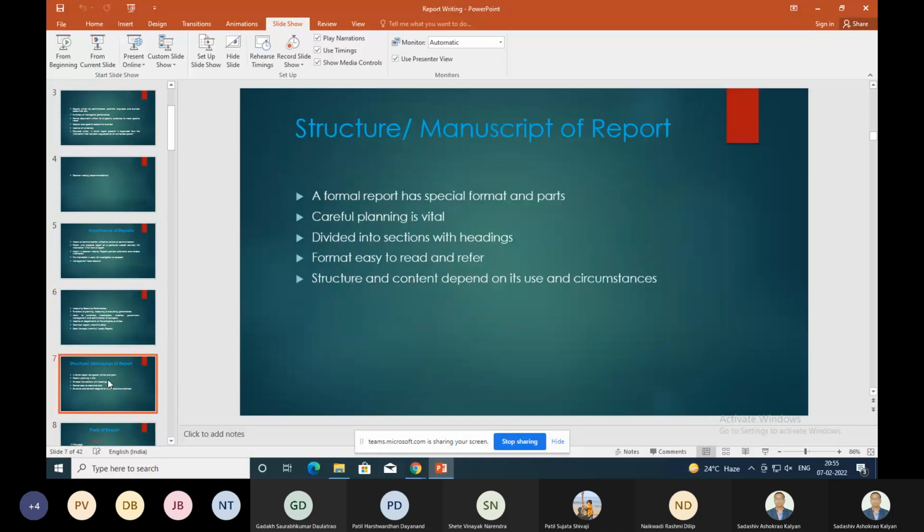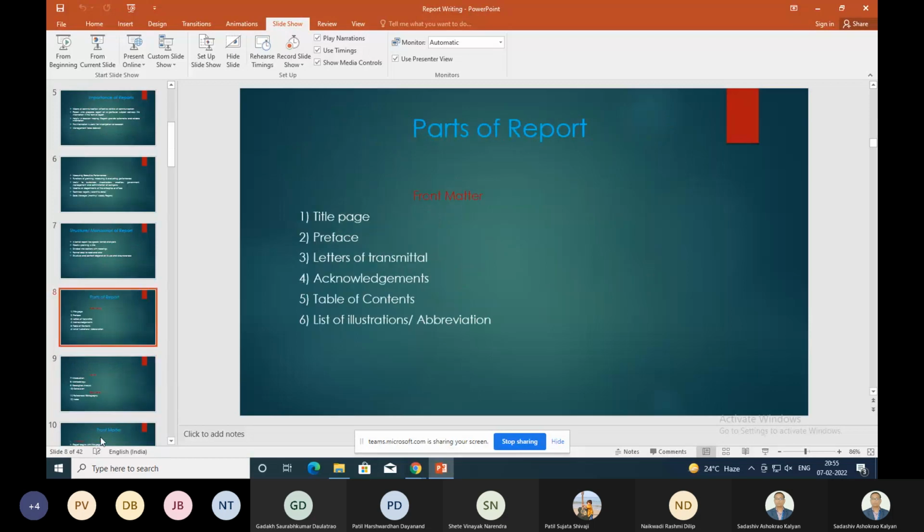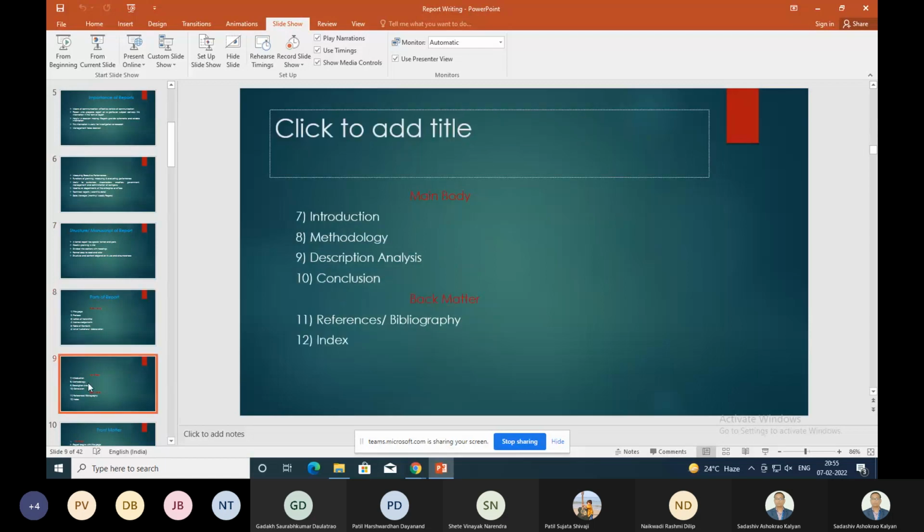Then a very important part of our book report was the structure and manuscript of the book report, how our report is divided into various parts. The front matter of our book report includes the title page, preface, letter of transmittal, acknowledgement, table of contents, and list of illustrations. Then we discussed the main body of our book report, which has introduction, methodology, description, analysis, and conclusion. We also discussed how to write the back matter, which includes the references, bibliography, and index.